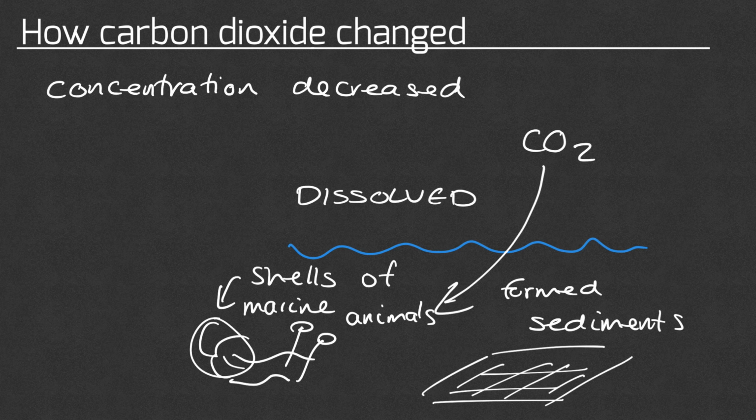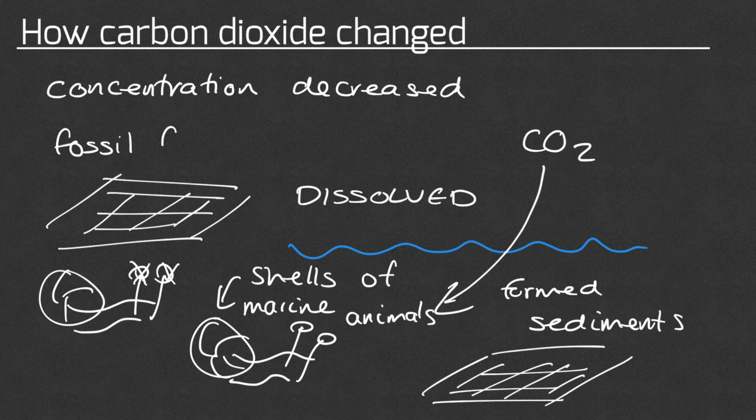Marine animals also use this dissolved carbon dioxide to make their shells. So for example, the shells of sea snails have calcium carbonate, this sediment, inside of them. When these sea animals died, they were covered in layers of sediment, which over millions of years compressed them and turned them into a fossil fuel.